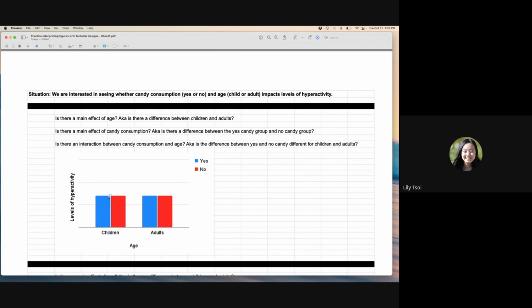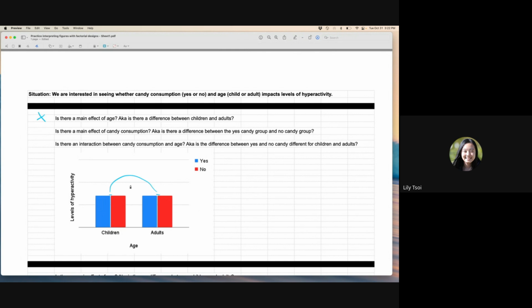So the mean for children is somewhere around here. The mean for adults is somewhere around here. And the question is, is the difference between these two means similar or different? If it's different, then we have a main effect. If it's the same, then we do not. So here the answer is no, we do not have a main effect of age. Now let's move on to the next question.